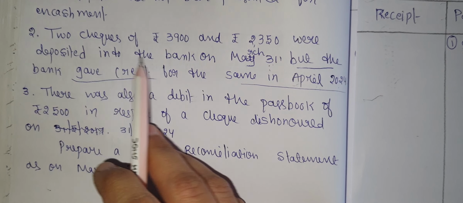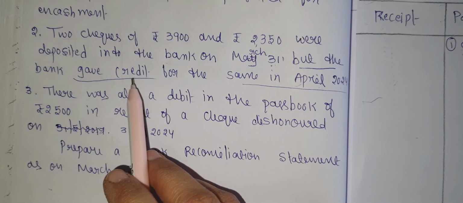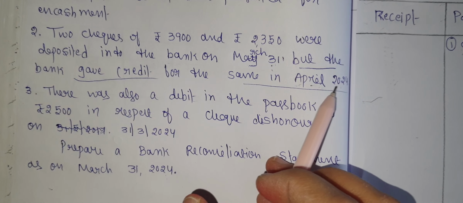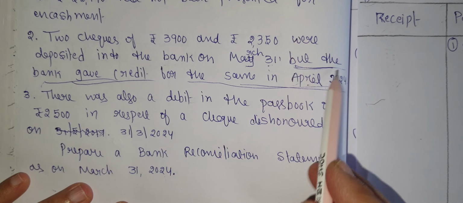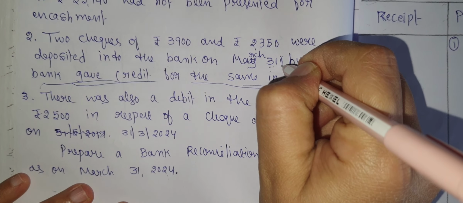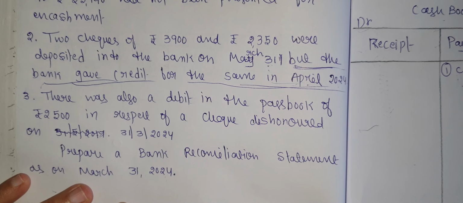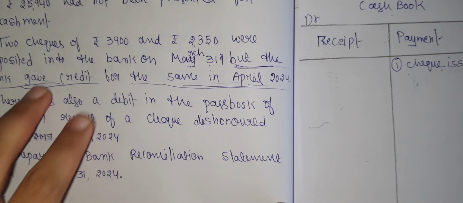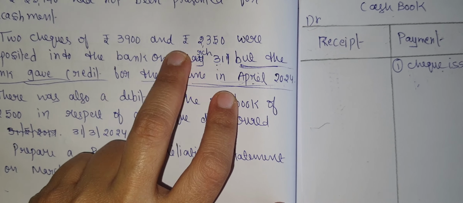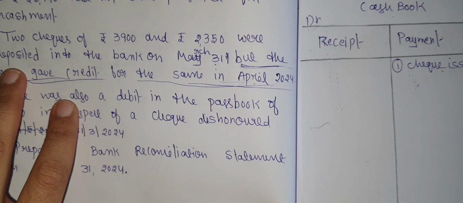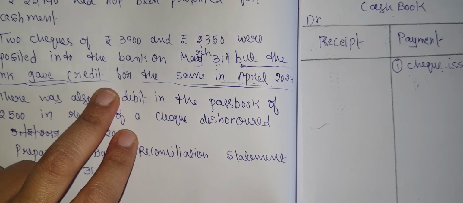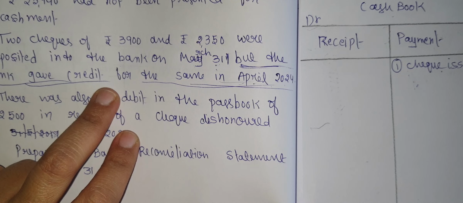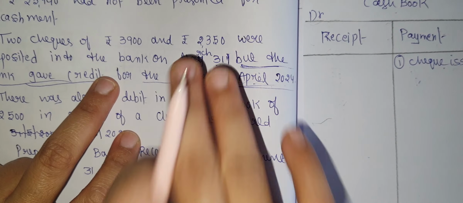Here two checks they are deposited on March 31st, but the bank gave the credit in April 2024, means from this we should not take into consideration this transaction. We have to take only till March 31st. This is clear, right? See here. Two checks of rupees 3900 and rupees 2350 were deposited into the bank on March 31st. Means they are not credited into the bank. Okay, this is the meaning of this transaction.